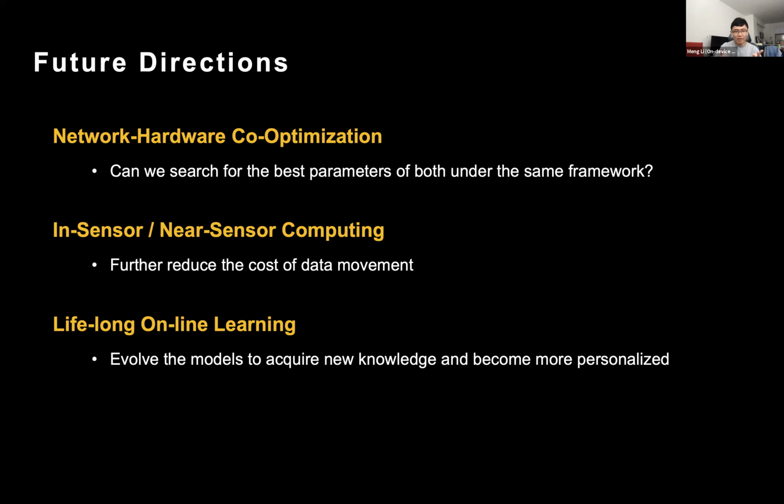So far, I have used video understanding as a concrete example to talk about all the possible levers we have and the directions that we are exploring inside Facebook to enable very efficient video understanding models. And to conclude my talk, I want to talk a little bit about the future directions. First, we believe the hardware and network co-optimization is very important. Right now, for the neural architecture search, what we search is the network topology as well as the layer hyperparameters. All of this is primarily focusing on the network itself.